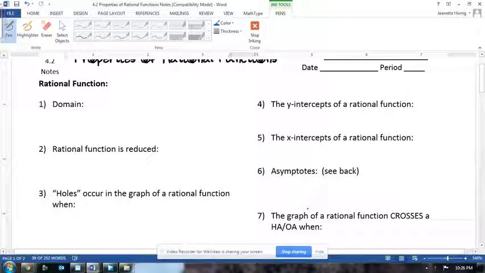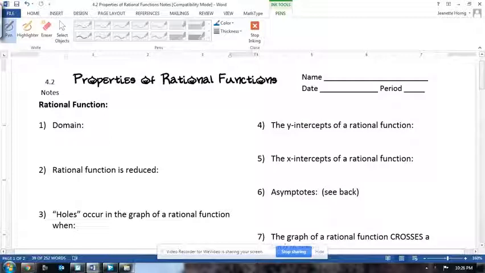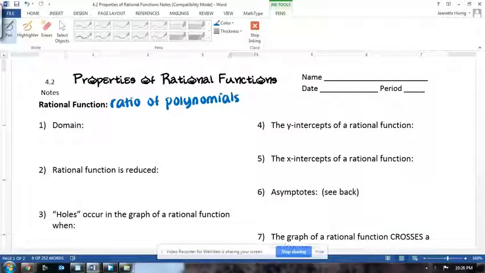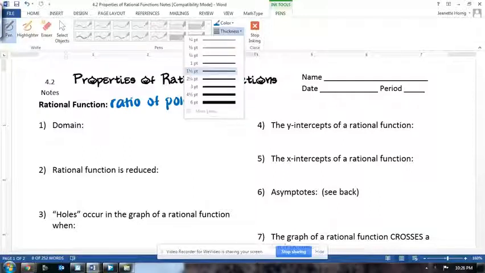We're going to talk about rational functions. A rational function, as we've talked about before, is a ratio of polynomials. So the main difference is we've been talking about just strictly polynomials. Now we'll be looking at a ratio of polynomials, which means that there's going to be a polynomial in the numerator and there's also going to be a polynomial in the denominator.